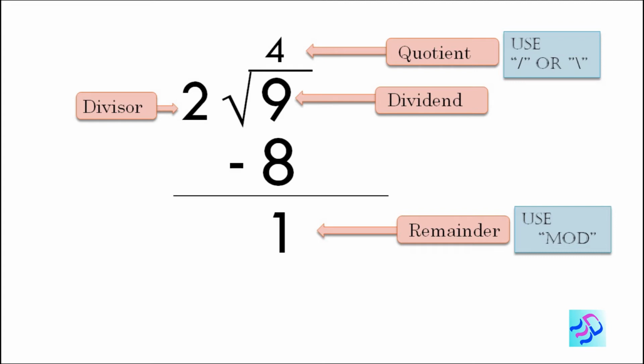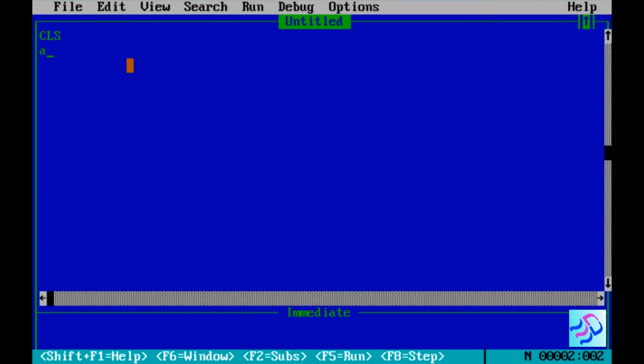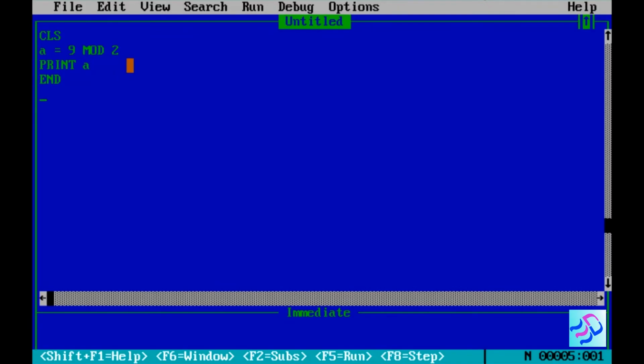Let's see an example. CLS, A is equals to 9 mod 2. Print A and 9 mod 2 is 1. F5, answer is 1. What if we divide 13 by 2? The remainder should be 1, right? So F5, 1. What if we divide 12 by 2? The remainder should be 0, right? So F5, 0.